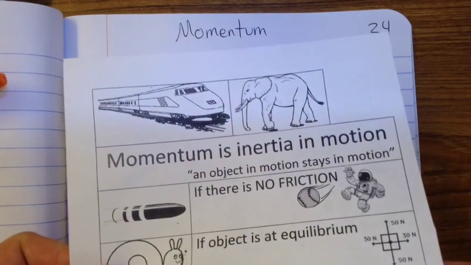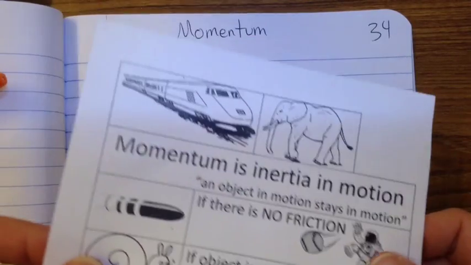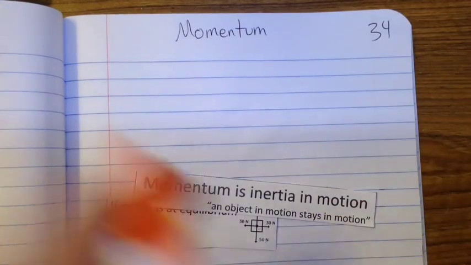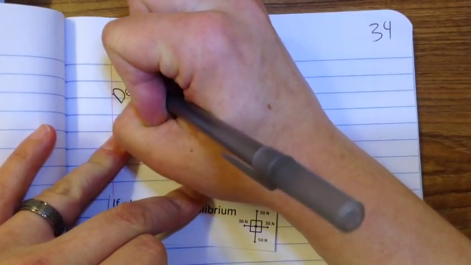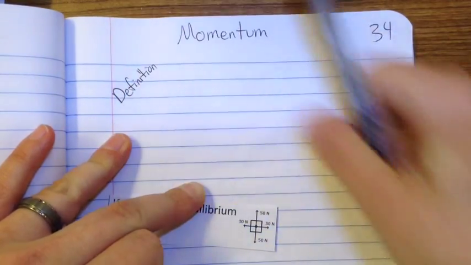Momentum, cut out every box and cut out the border and cut out every box. So, momentum. Let's talk about a definition. First, definition of momentum.